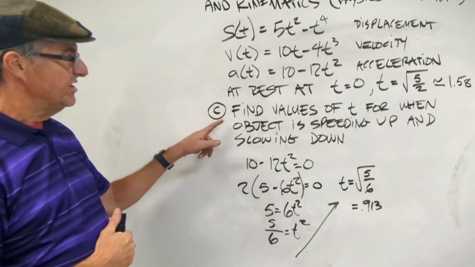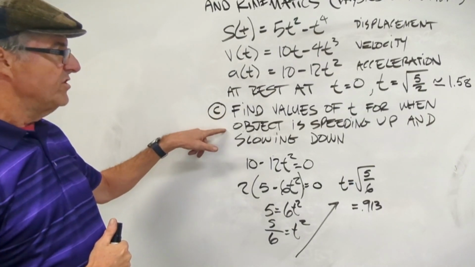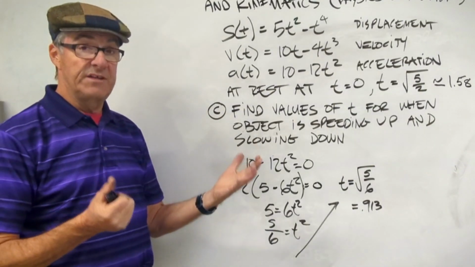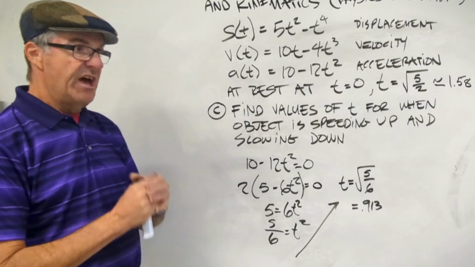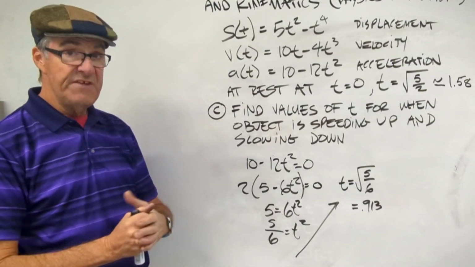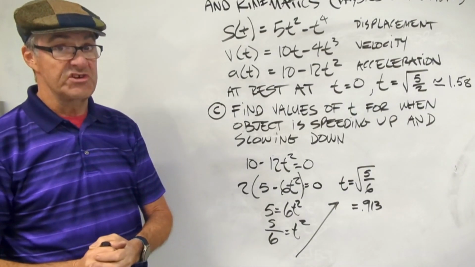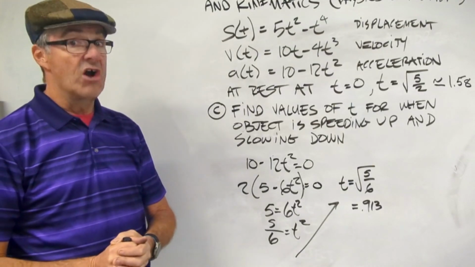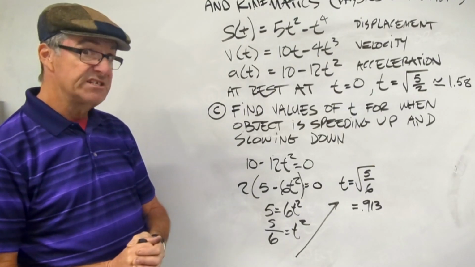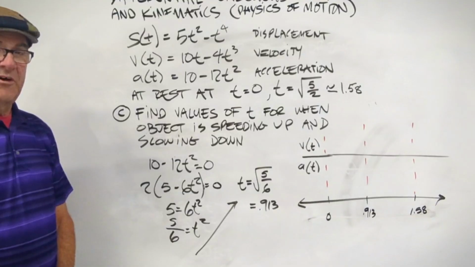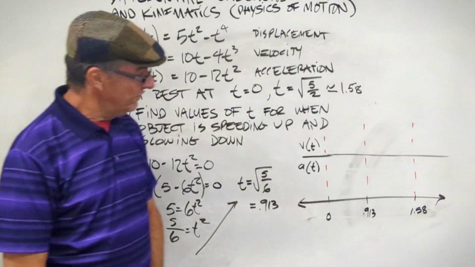So now we need to answer this question. Find the values for when it's speeding up and speeding down. So remember, the key thing there is, are the signs of the velocity function and the acceleration function the same, or are they different? So think about that for a minute, see if you can take some steps, and I'll be right back.